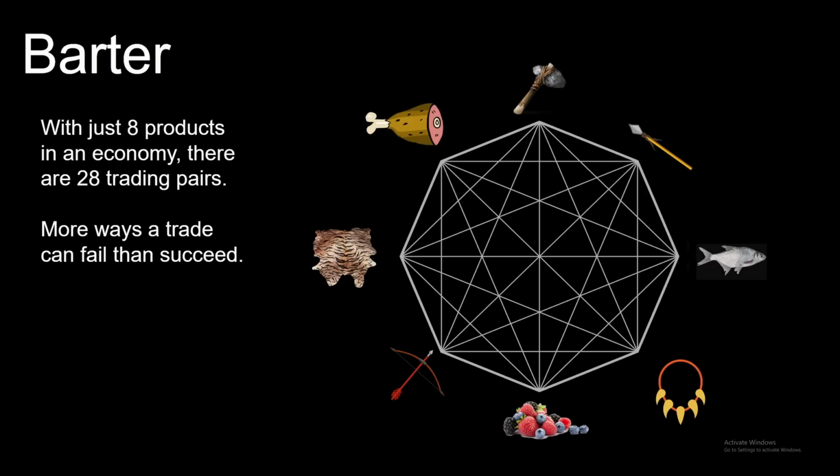The problem with barter is that as an economy becomes more and more advanced, and there are more and more goods and services within that economy, there become many more ways that a trade can fail than a trade can succeed. So in this example, with just 8 products in this primitive economy, there are 28 unique trading pairs. And so trade will only be possible if you have the thing that the other person wants and they have the thing that you want. And it's more likely in that scenario that the trade will fail.